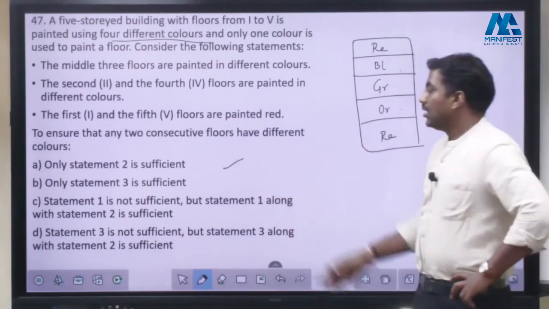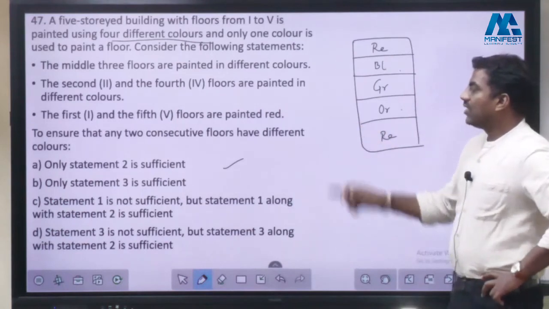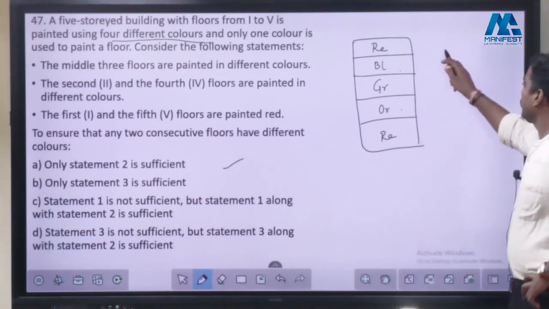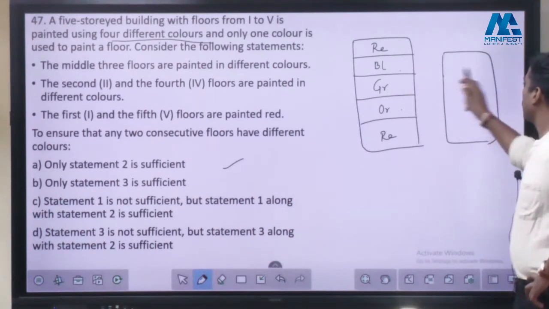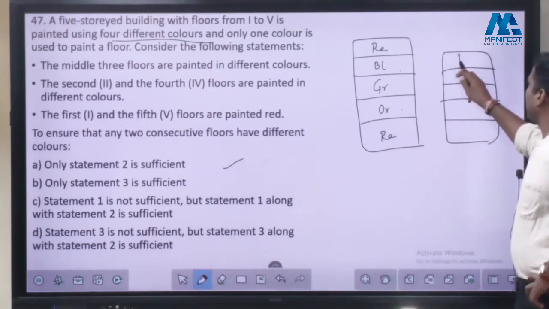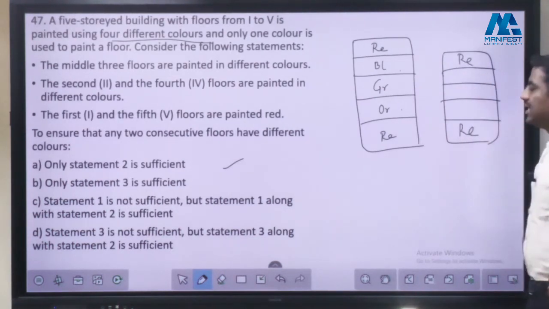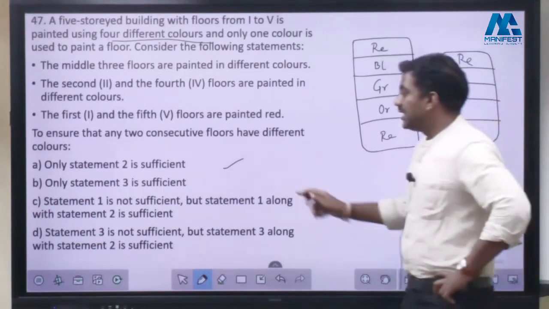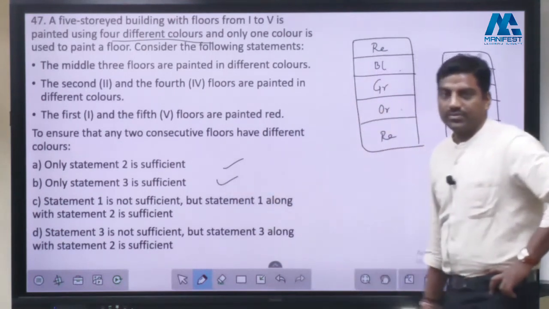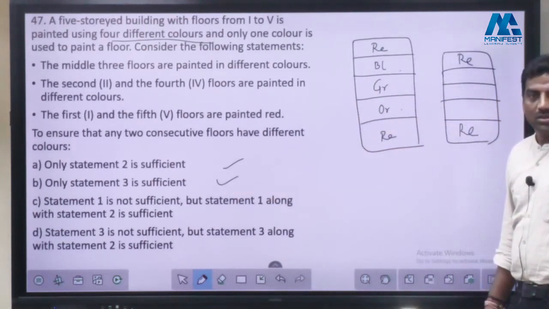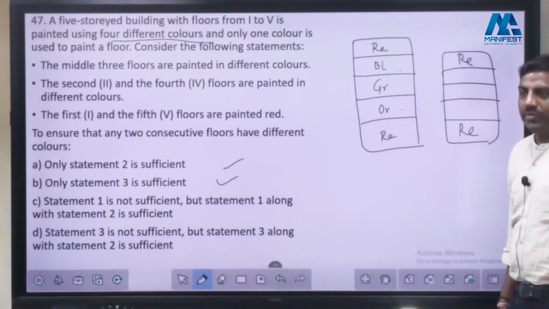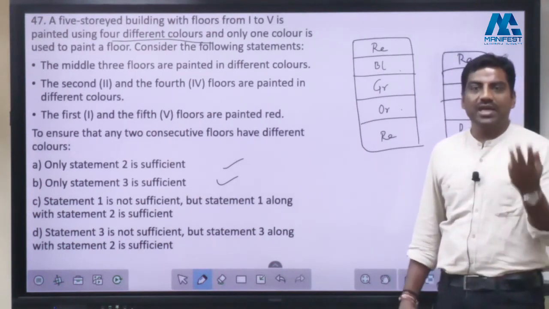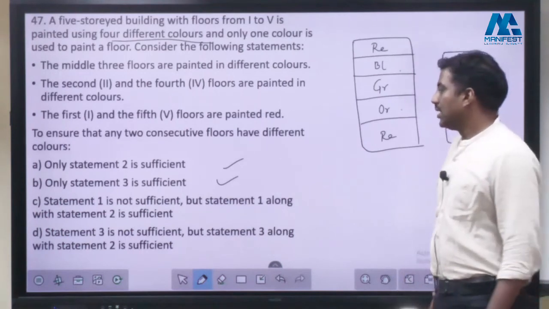Okay, wait. Only 3 is sufficient. Let us see. First and fifth floors are painted red. First one red, last one red. How many paints are left now? 3 paints. So can we paint? Yes, even statement 3 is sufficient. Yes or no? Only statement 3 is also sufficient to meet the condition. First and last floors are painted with red. 3 floors are left. 3 colors are left. Paint with different colors. Okay.